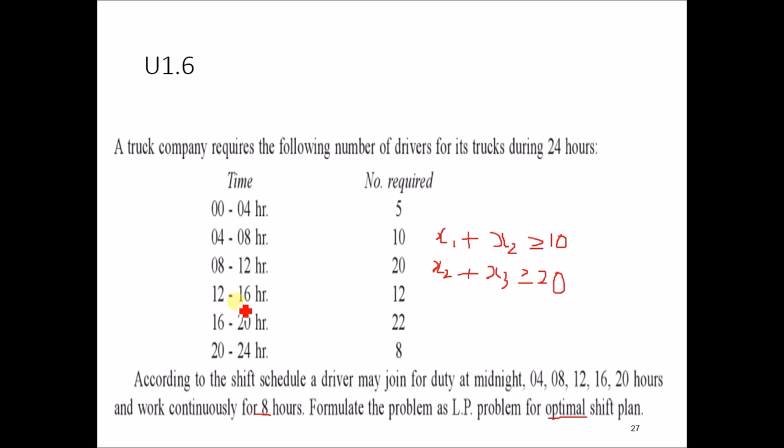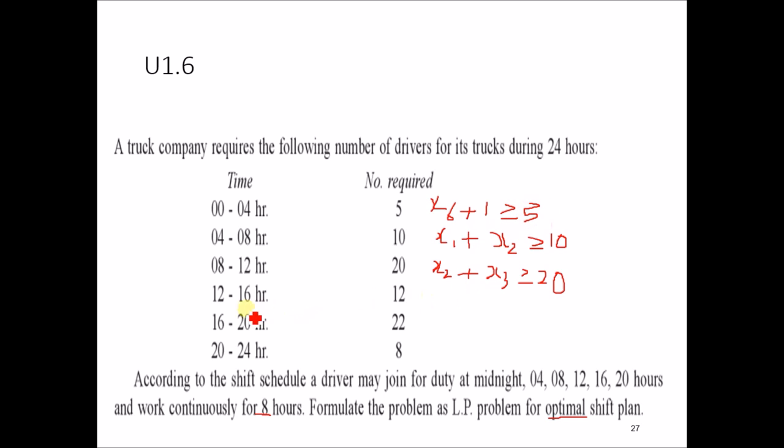Similarly for 12 to 16 we can write x3 plus x4 greater than or equal to 12. For 16 to 20 we can write x4 plus x5 greater than or equal to 22. For 20 to 24 we can write x5 plus x6 greater than or equal to 8. And obviously it is x6 plus x1 greater than or equal to 5. I have not written this constraint, so just write it yourself: x6 plus x1 greater than or equal to 5.